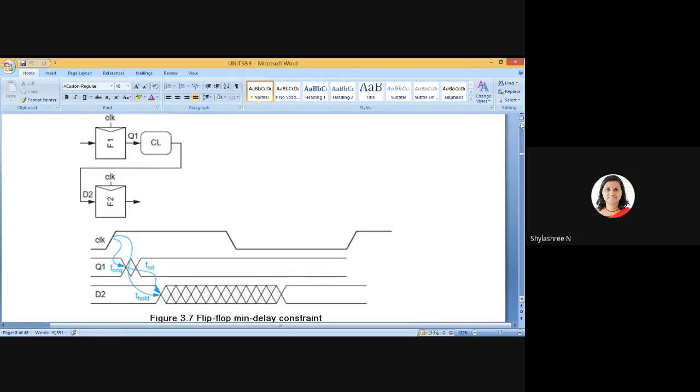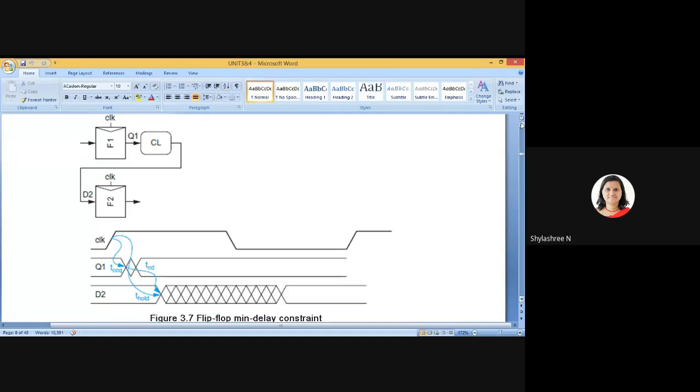Because all these are edge-triggered flip-flops, right? So the data is going to propagate through two successive elements on one clock edge. What happens then? It is going to corrupt the state of the system. So this is called a race condition or a hold time failure or a minimum delay failure.